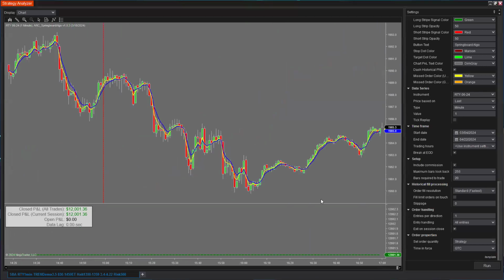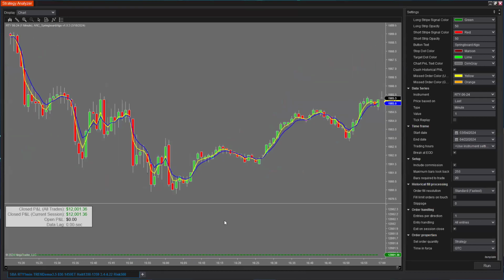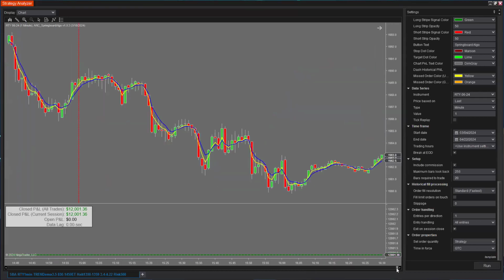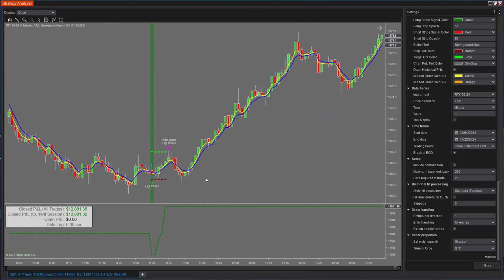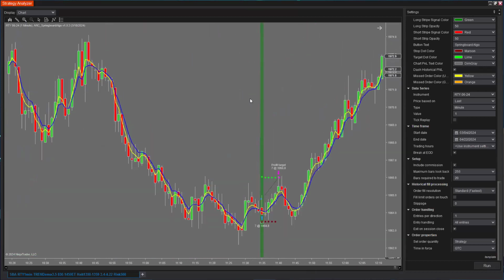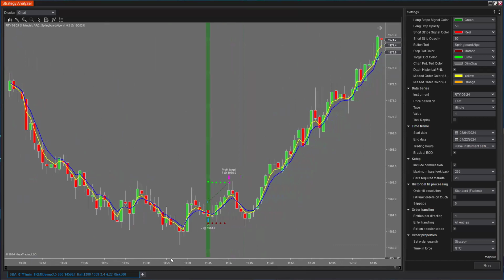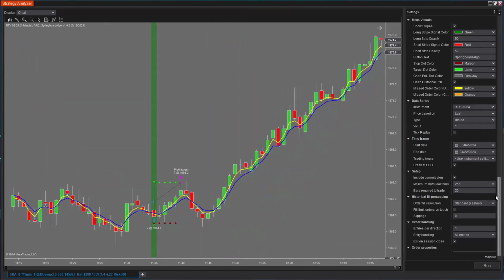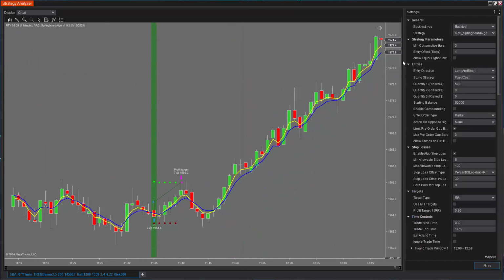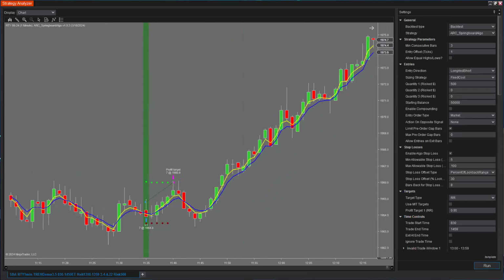So let's go through the settings. What do they do? How do they work? We're going to go back to one of the trades so we can use it as an example. There we go. All right. We can get this out of our way. We don't need it. So let's go back up all the way to the top. We're going to go through the settings together. What do they do? How do they work?